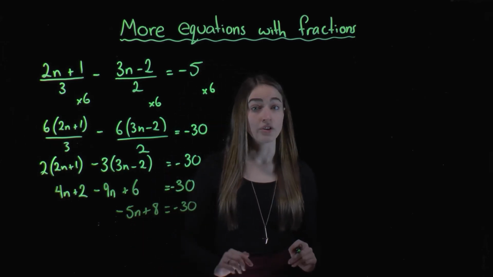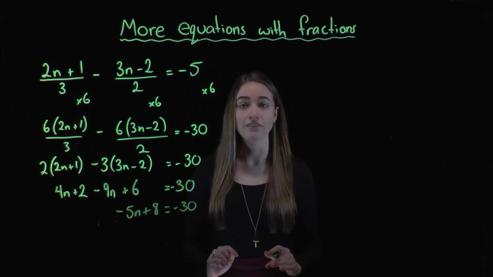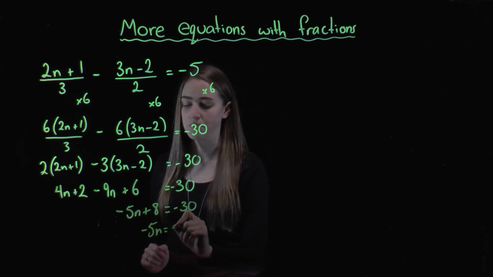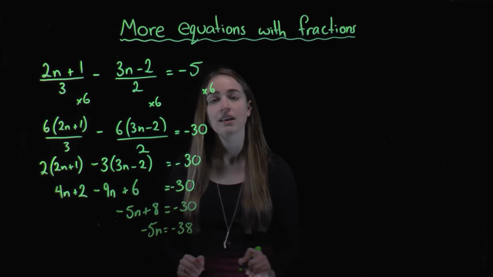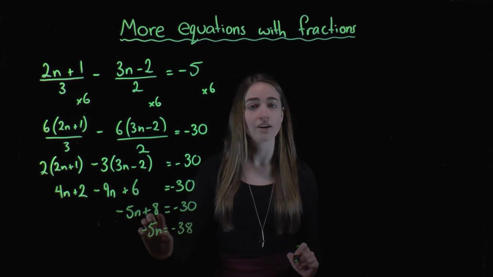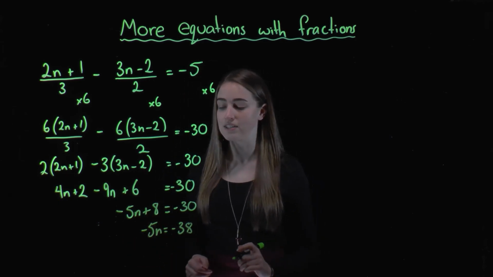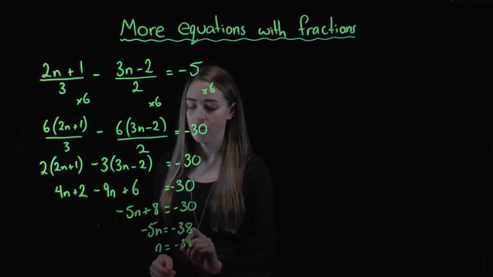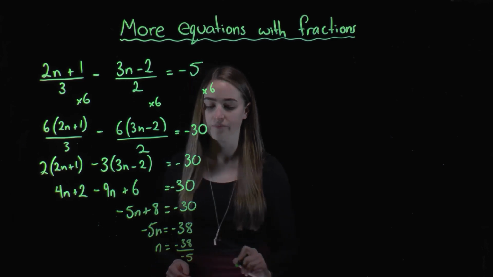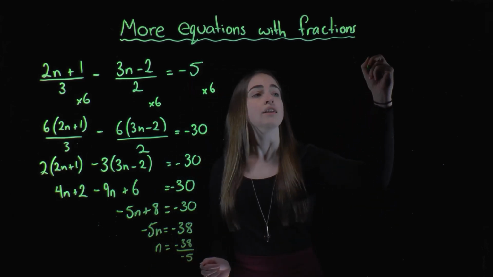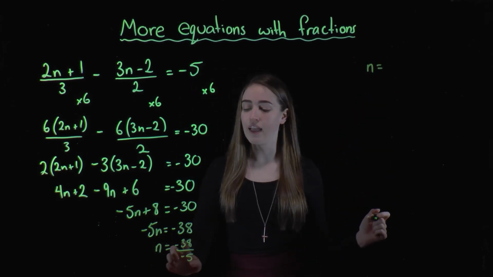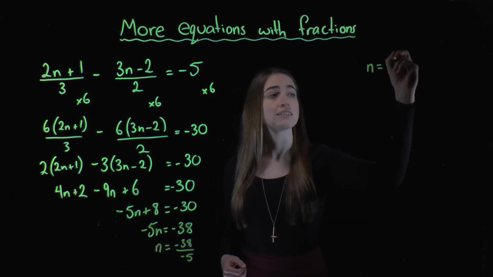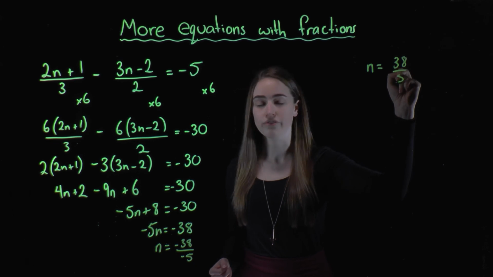Now we want to get that n on its own, so I'm going to subtract 8 from both sides. So I'm going to have minus 5n equals minus 38. And then to get the n on its own now, I'm going to divide both sides by minus 5. So I'm going to have n equals minus 38 over minus 5. Now I've run out of room, so I'm going to bring it up here. That's just going to simplify. Our minuses, negative divided by a negative, will give us a positive answer. So that's just the same as 38 over 5.